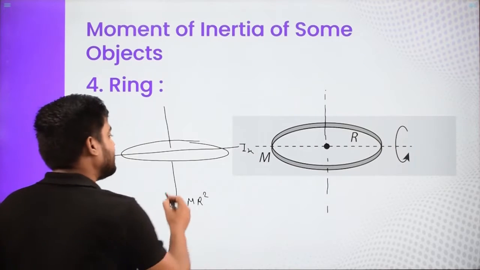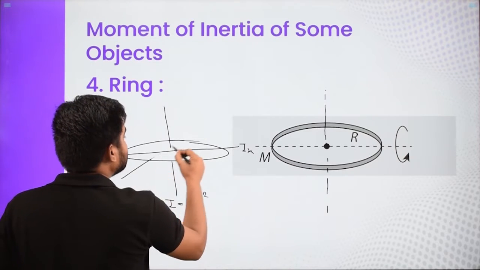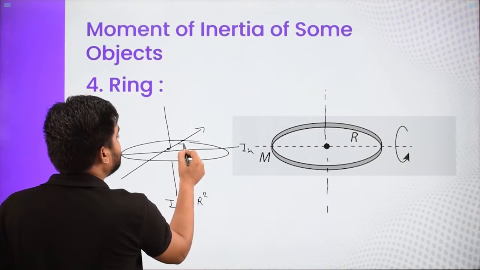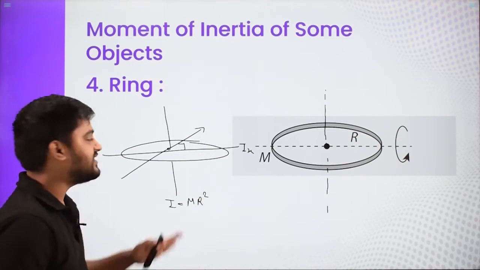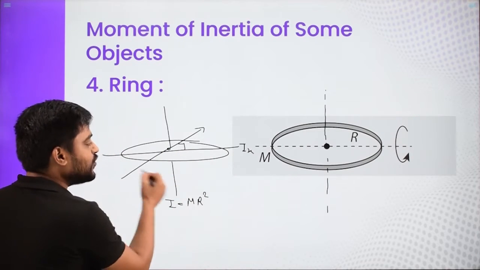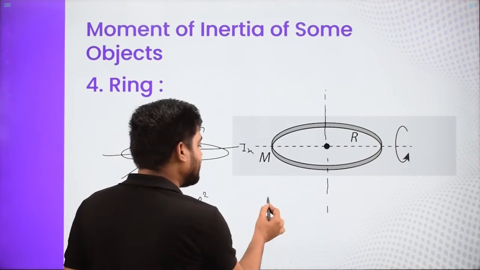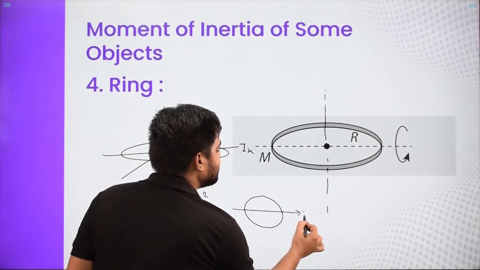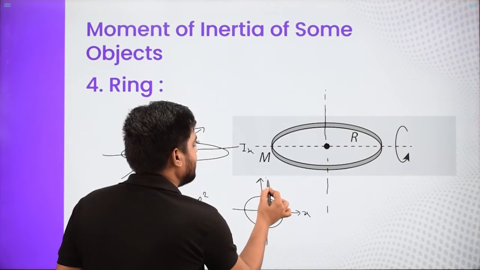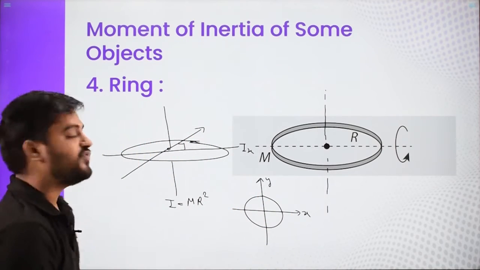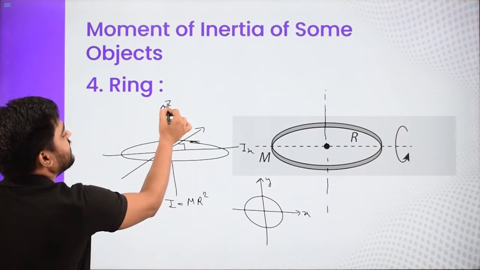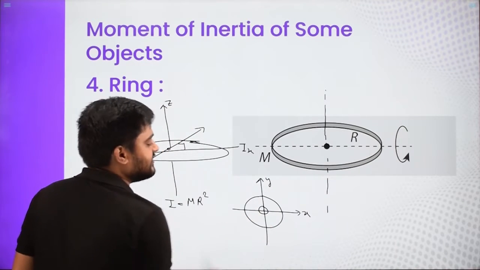I am taking another axis which is along y-axis, and this y-axis is perpendicular to our x-axis. So basically there are two axes, both are in the plane of the ring and they are mutually perpendicular. If you want to look at the top view, then this is my x-axis, this is my y-axis, and the z-axis is coming out of the plane. So this is my z-axis.